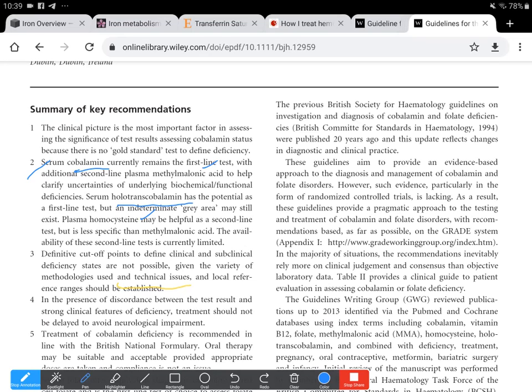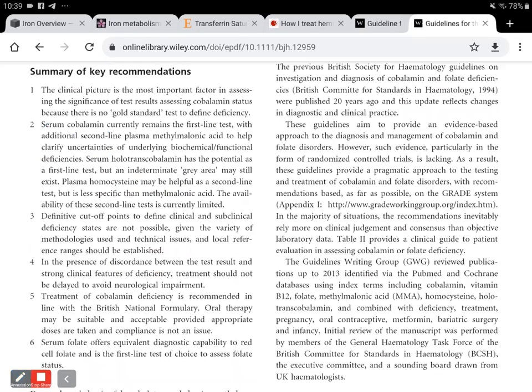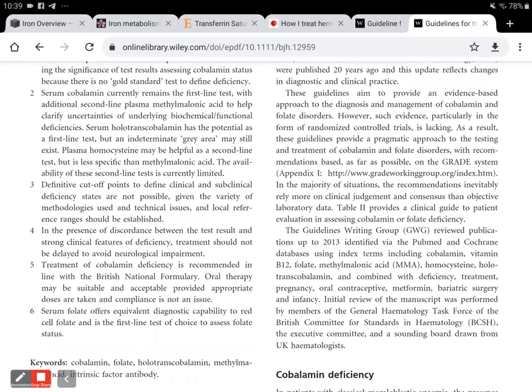There is a serum cobalamin, and also a new potential first line test, the holotranscobalamin. But of course, it has not replaced serum cobalamin level as yet, because there are certain indeterminate gray zones that still exist, and definitive cutoff points to define. So then they have actually stated the names of the tests, and then they go on to describe the different.